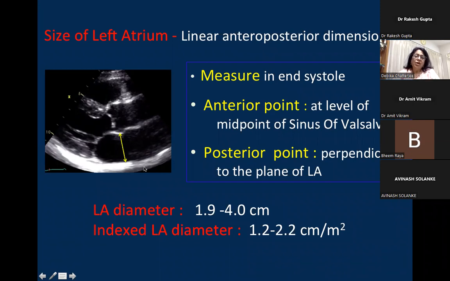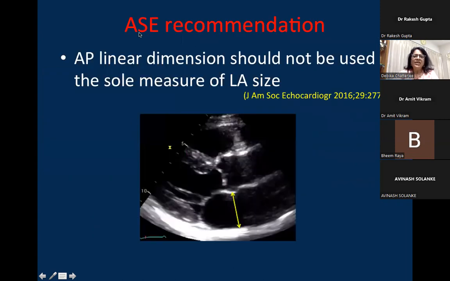Now, though we measure it, as per the latest American Society of Echocardiography recommendation, we cannot use this anteroposterior linear dimension as the sole measure of LA size.